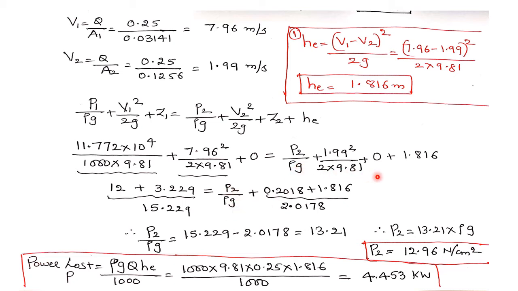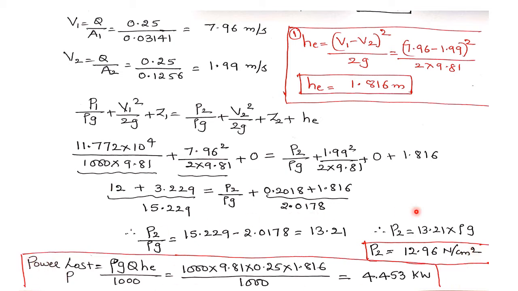So the simplification of this and this will be 2.0178. Therefore P2 divided by rho g equals, I will take this to this side, 15.229 minus 2.0178, so that will be equal to 13.21. Therefore P2 is equal to 13.21 into rho into g, where rho is 1000, the density of water, and g is 9.81, so P2 is equal to 12.96 Newton per square centimeter.